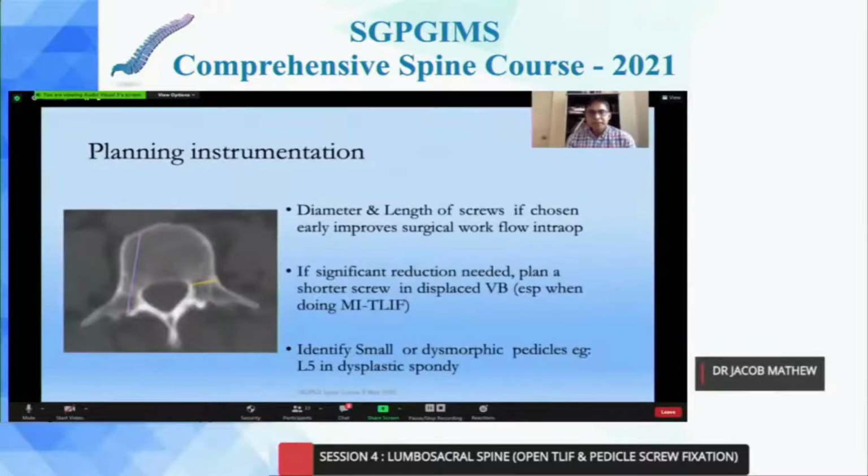So planning the instrumentation: the diameter and the length of screws. I always look at this preoperatively. If you choose this early, it improves the surgical workflow intraoperatively. And sometimes you can identify a very small pedicle, for example, a dysplastic spondylolisthesis, and you may not want to cannulate that, or you might want to use a smaller pedicle screw.